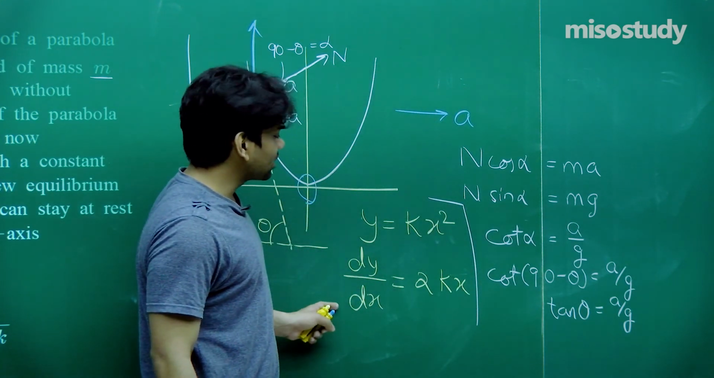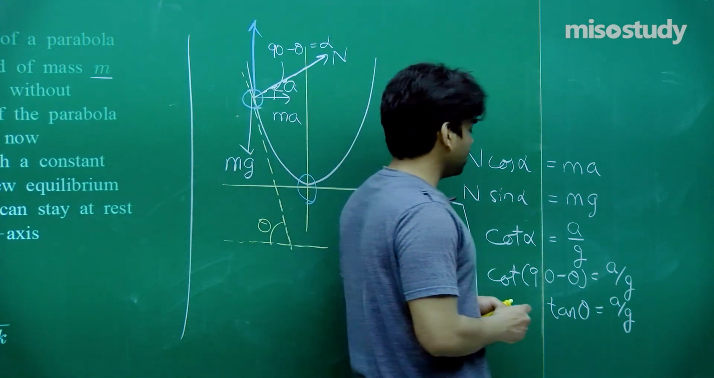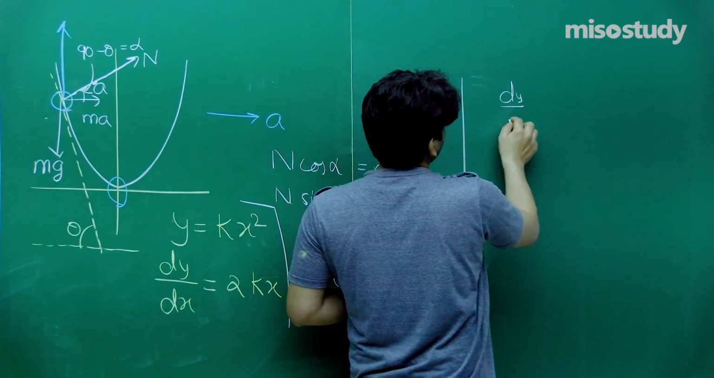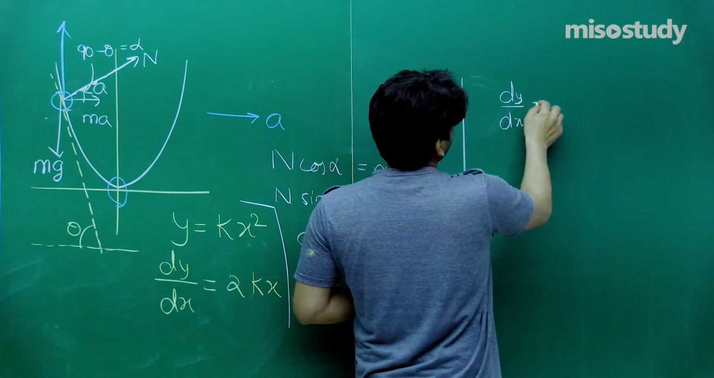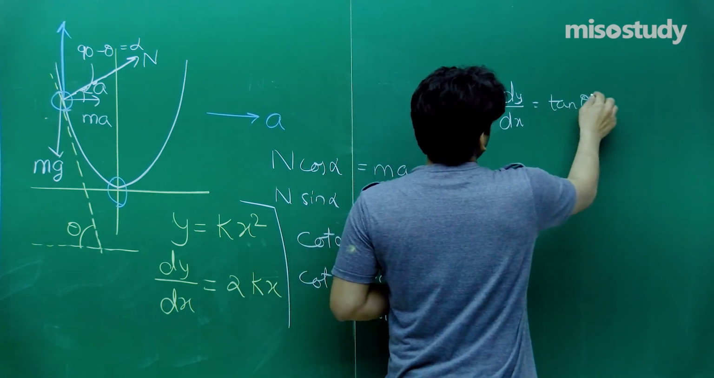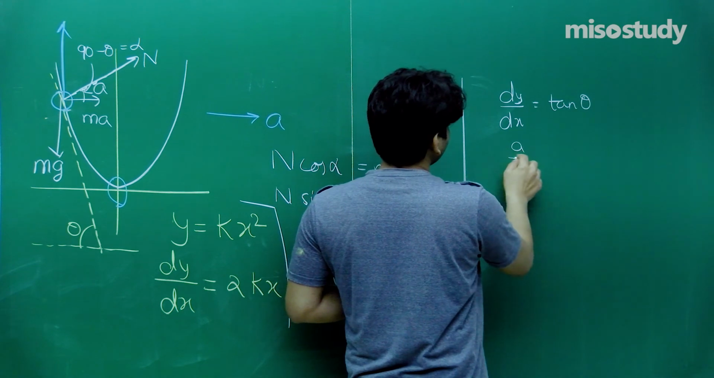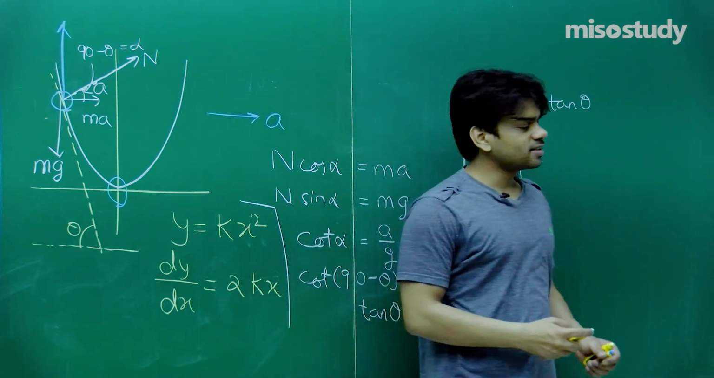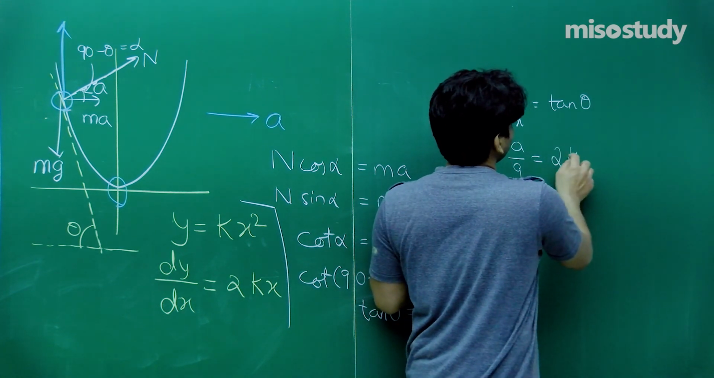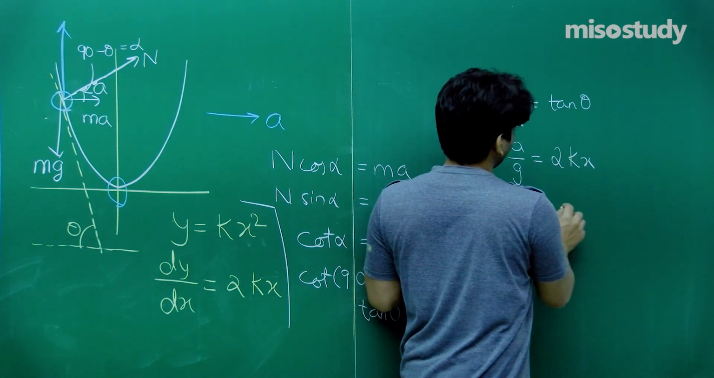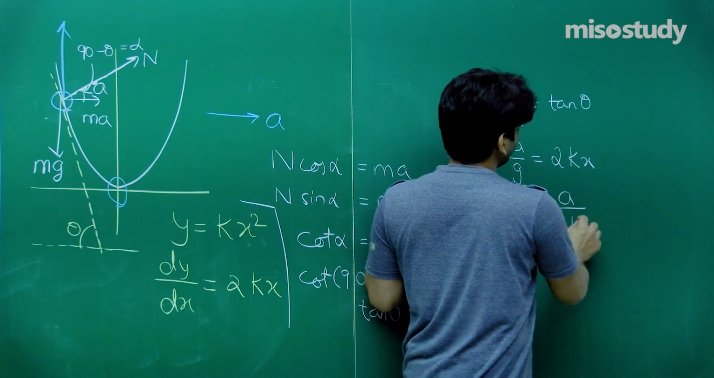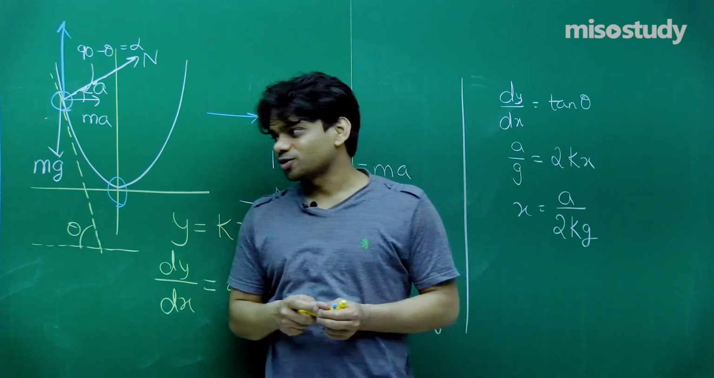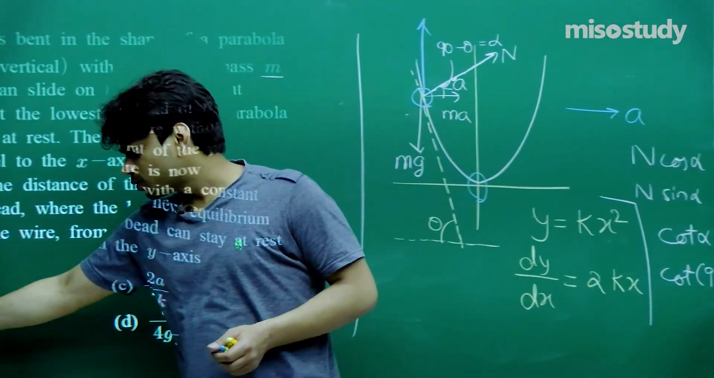We can put dy by dx equal to tan theta. Now tan theta we can put as a by g, and dy by dx we can put as 2kx. So from here x comes out to be a by 2kg. So we got the answer x equals a by 2gk. So option B matches with our response.